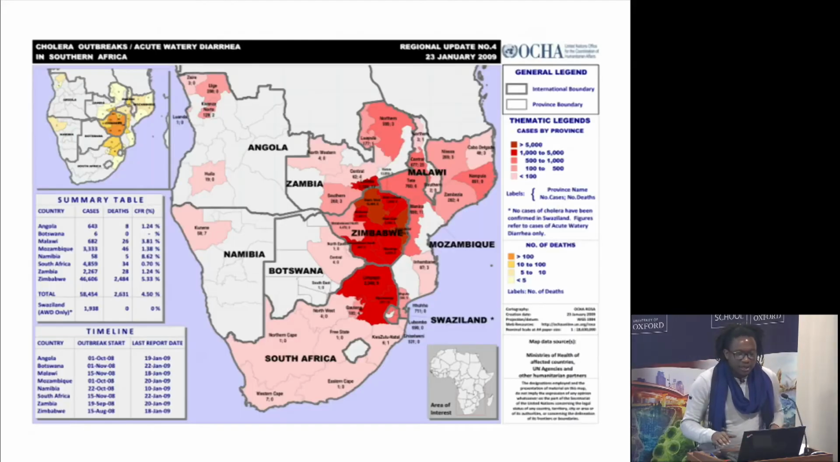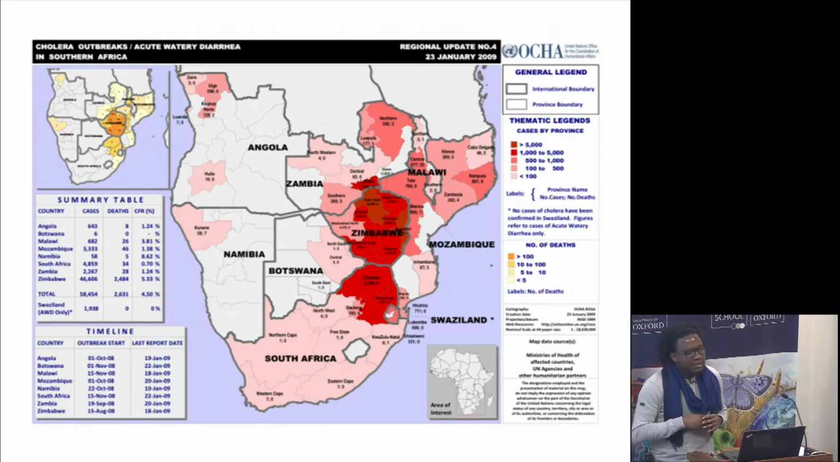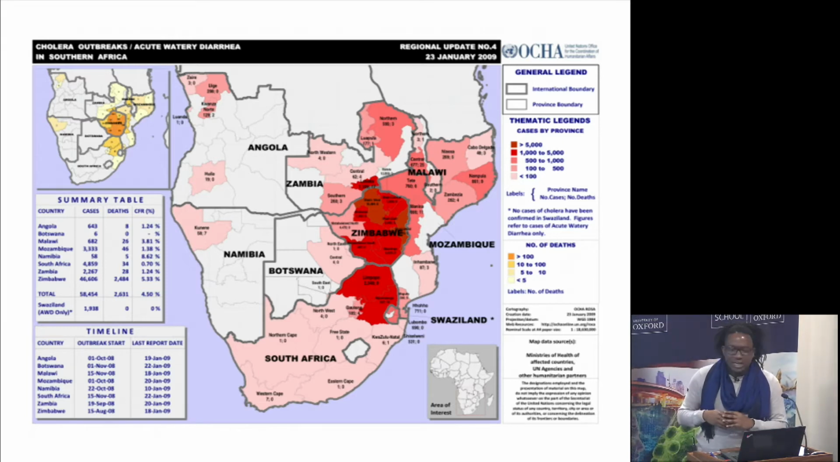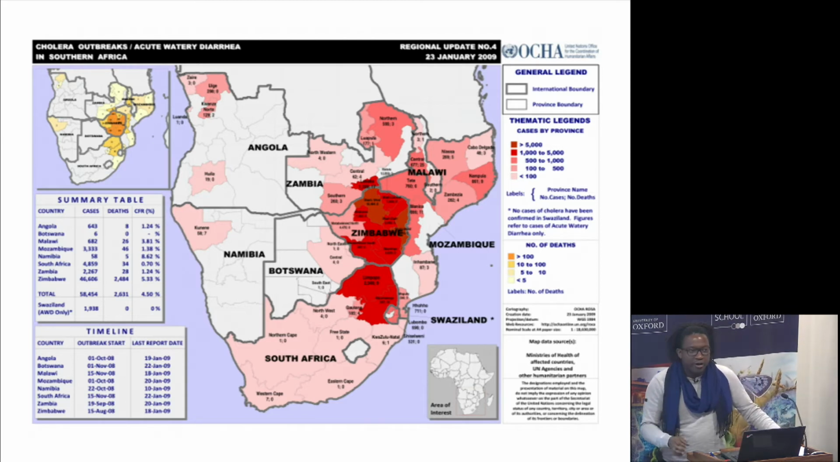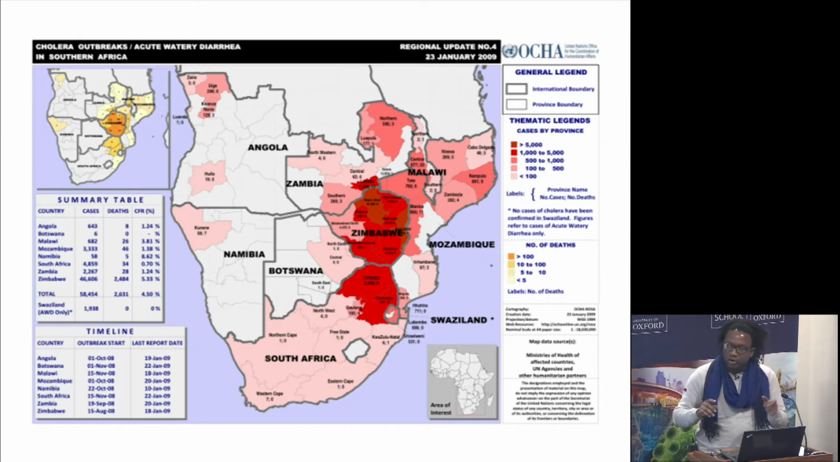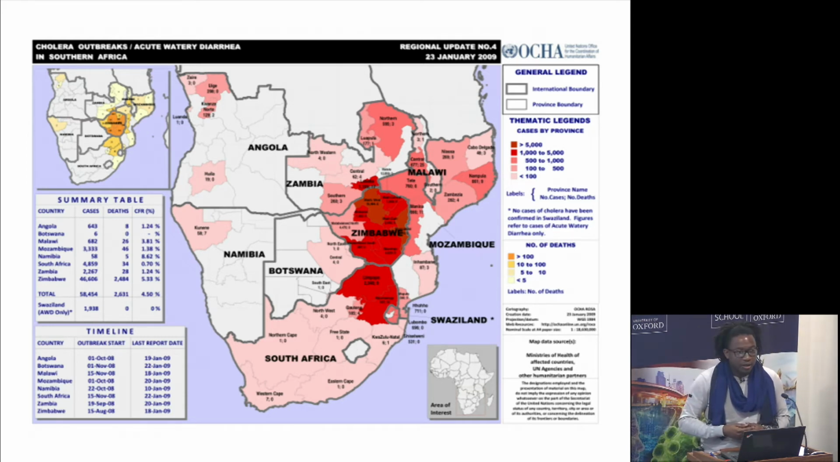And so my story begins in August 2008. During this time, a catastrophic cholera outbreak engulfed the high-density urban townships in Harare's metropolitan area. Within a matter of weeks, the disease rapidly spread to peri-urban and then rural areas throughout the country before crossing its borders into our neighboring countries: South Africa, Botswana, Zambia, and Mozambique.